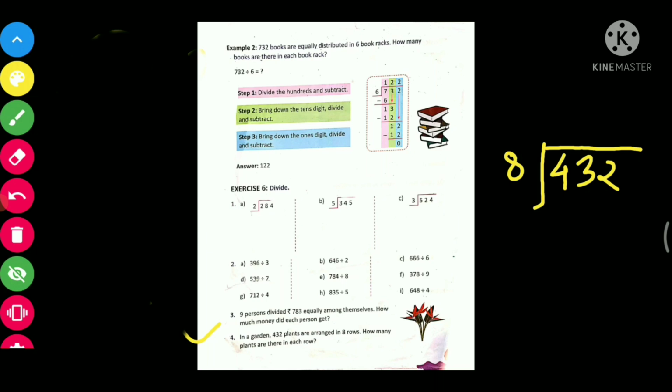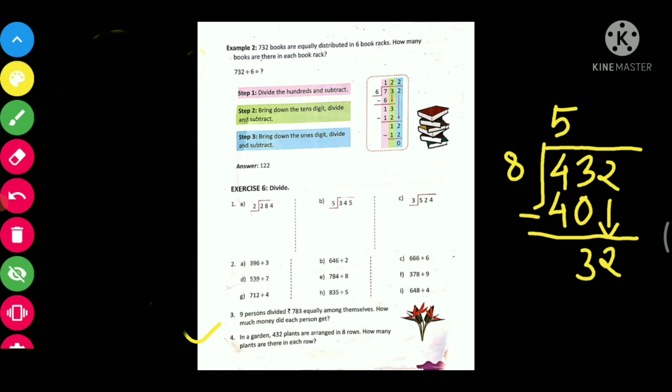So 8 5s are 40, right? 8 6s are 48. Now 48 is greater than 43, right? So we have to take the number that is lesser than 43. So we'll take 40. So 8 5s are 40. Now we'll do subtraction. So see, in 10's place 3 minus 0, it will be how much? 3. And in 100 place 4 minus 4, it will be 0 only. Now these 2, it will come here.